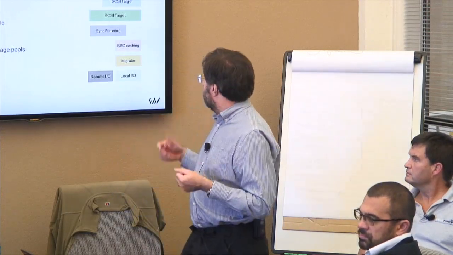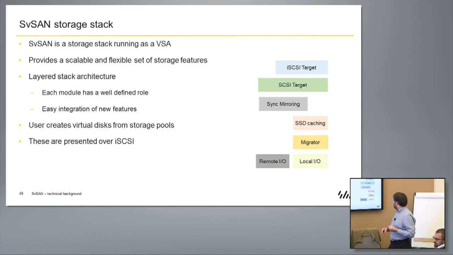Okay, so the modular architecture then. Below that, we've typically got our synchronous mirroring module, our SSD caching module, and a migrator module. And then we've got remote and local I/O modules. The local I/O one uses the Linux asynchronous I/O that I mentioned just now. The remote one effectively means we can send I/O to any other of our VSAs that's out there. So that's used by the synchronous mirroring.